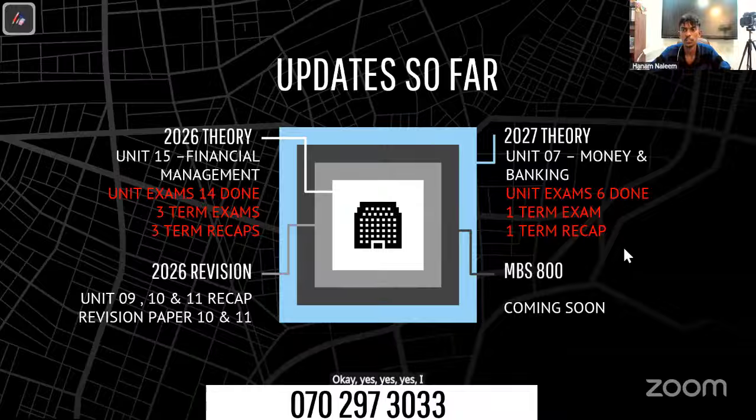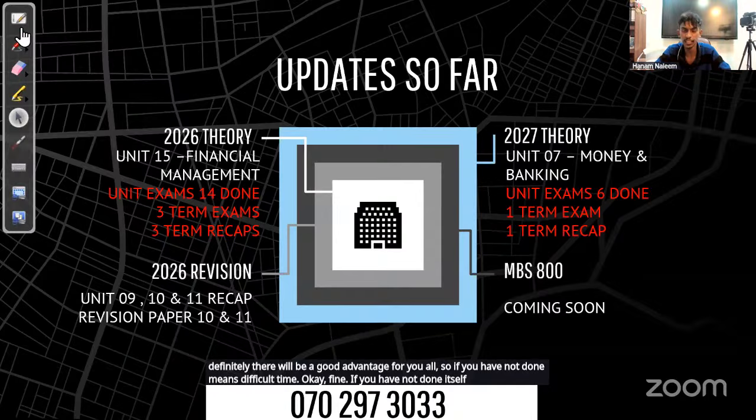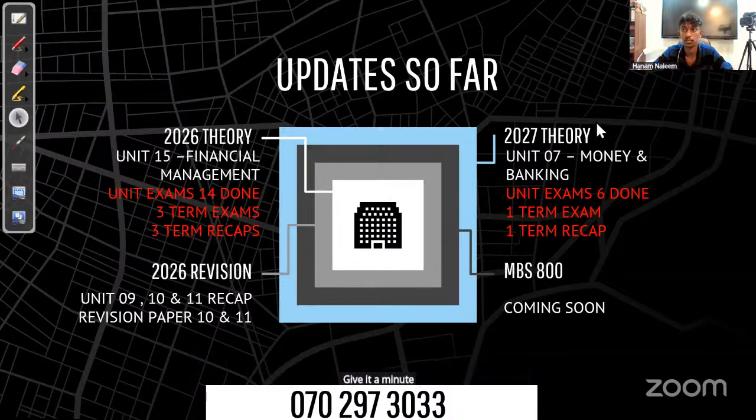Okay, fine. If you have done properly, definitely there will be a good advantage for you all. If you have not done, it means difficult. Okay, fine. If you have not done, fine. Maybe this is the first session, so I'll explain how it is to be done. Next week onwards, before joining, please do the paper and join. Okay, wait a minute.